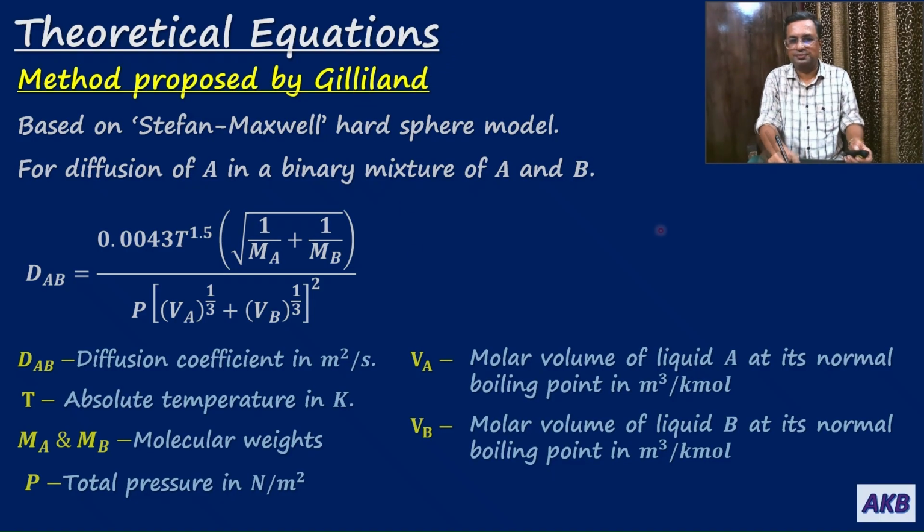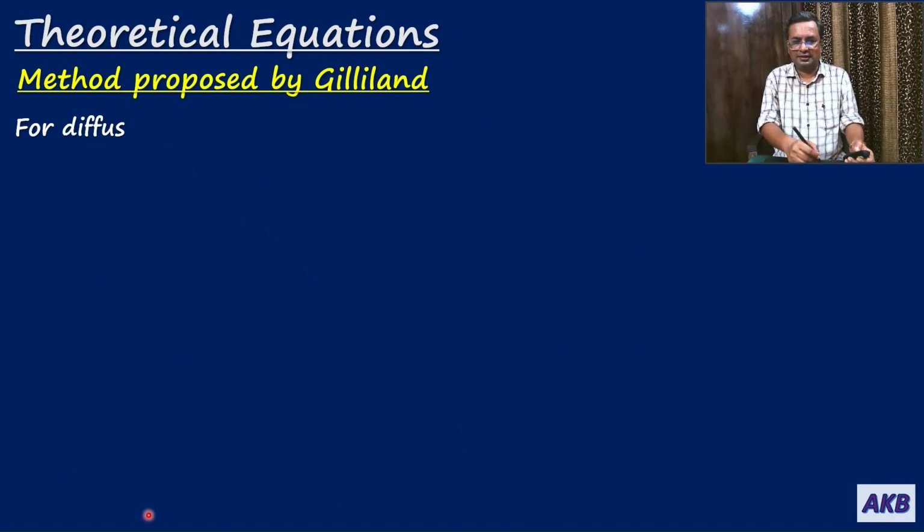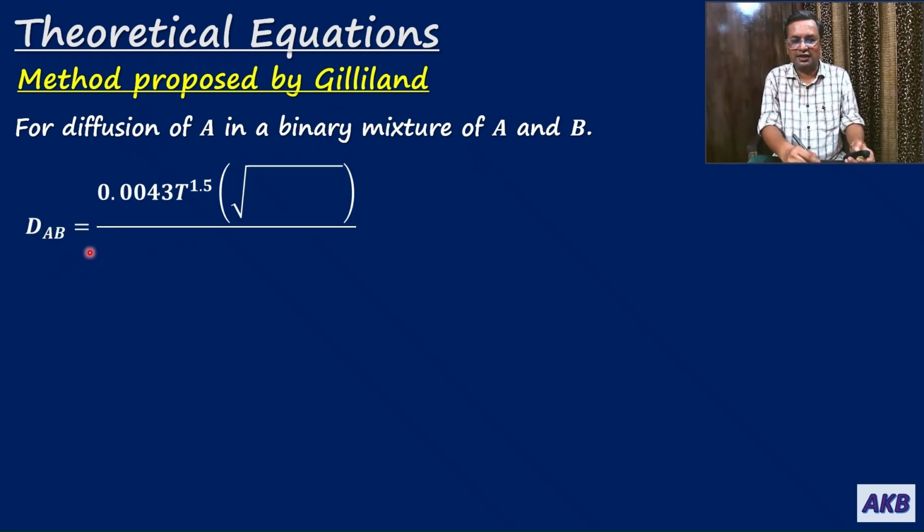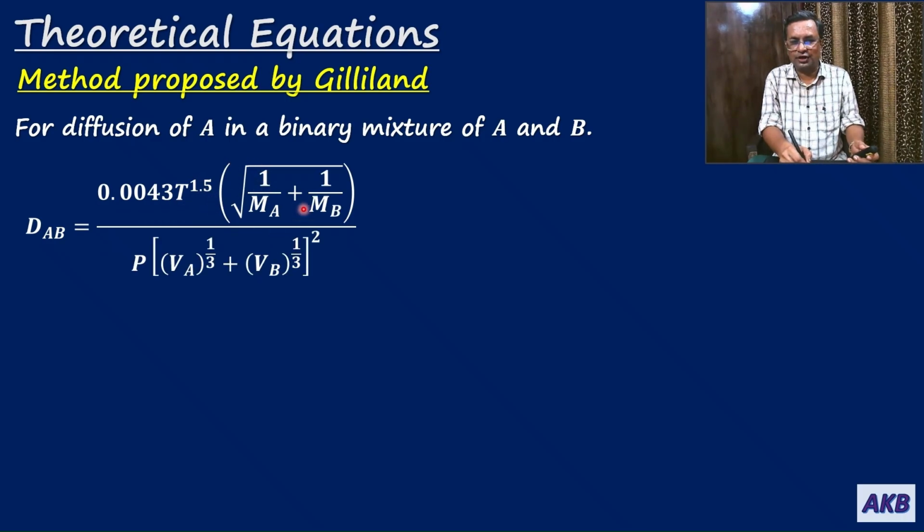Let us move ahead. Then again, the equation proposed by Gilliland, which is for diffusion of A in a binary mixture of A and B. We have this equation: DAB is equal to 0.0043 into T raised to 1.5 into under root of 1 upon MA plus 1 upon MB, divided by P into VA raised to 1 by 3 plus VB raised to 1 by 3, and square of this summation.